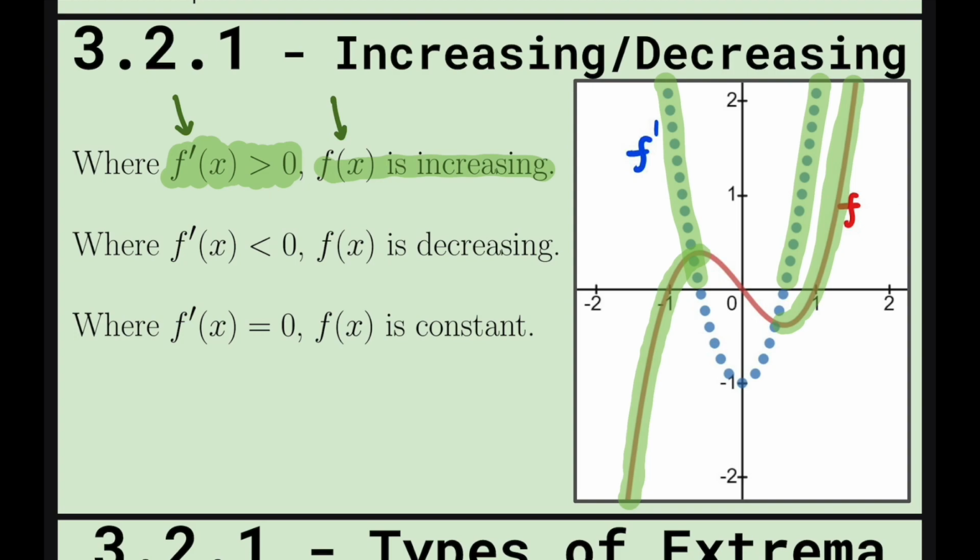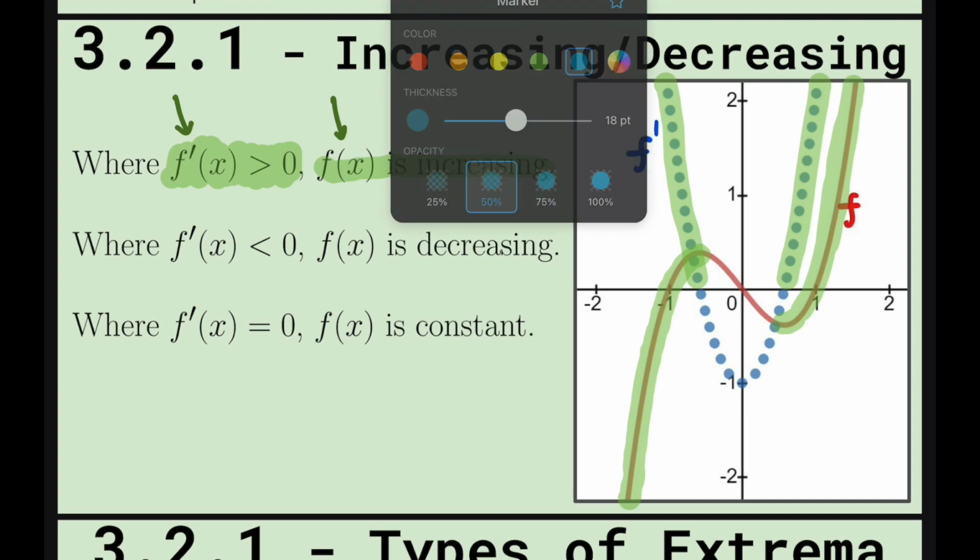So I color-coded the derivative to be blue here, and then the actual function to be red. And you can see where red is increasing from left to right, it's going up, like you're going up a hill. The derivative is positive. Okay, now let me change colors here so we can explain another one.